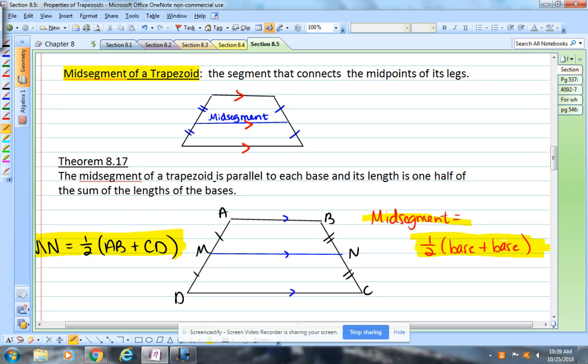Does that make sense? So you're going to take this length and add it together, and then half that number, and that tells you the length of the mid-segment. Another way to say that is it's also the average of these two lengths. So it's exactly in the middle. You take the two bases, add them together, and multiply by 1/2. Multiplying by 1/2 is the same thing as dividing by 2. Right. That makes more sense when we see it in an actual problem.